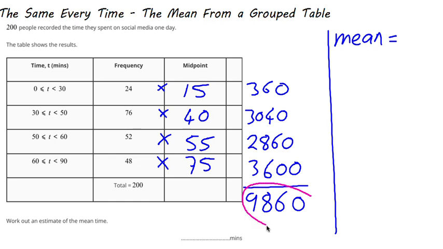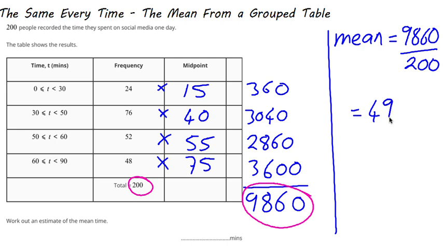What do we need to do? The total of the midpoint times frequency divided by, and they're actually telling us the total frequency, which is 200. So 9,860 divided by 200, and that's going to give me, as a mean, 49.3. So the method is exactly the same every time.